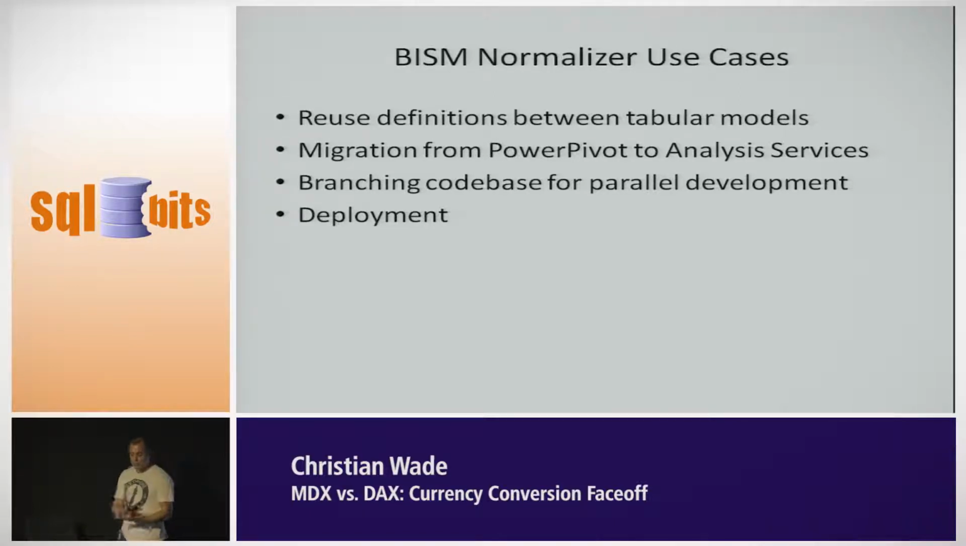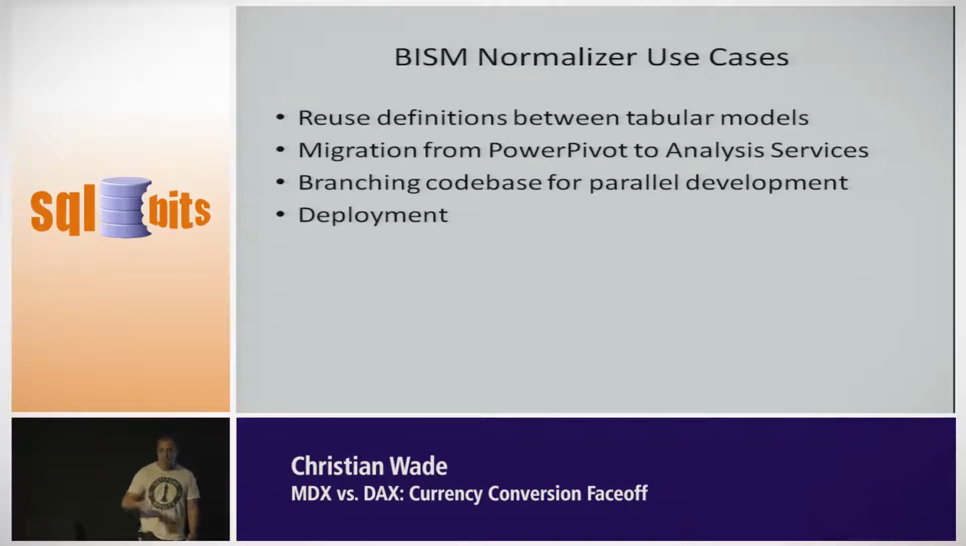Firstly, it allows us to reuse definitions between tabular models. My primary customer for 7 years is a global oil company with business units throughout the world. And in an enterprise organization like that, it's inevitable that there will be multiple implementations, multiple data warehouses, cubes, tabular models. It's also inevitable that there will be a fairly considerable overlap in terms of the business definitions covered by those models.